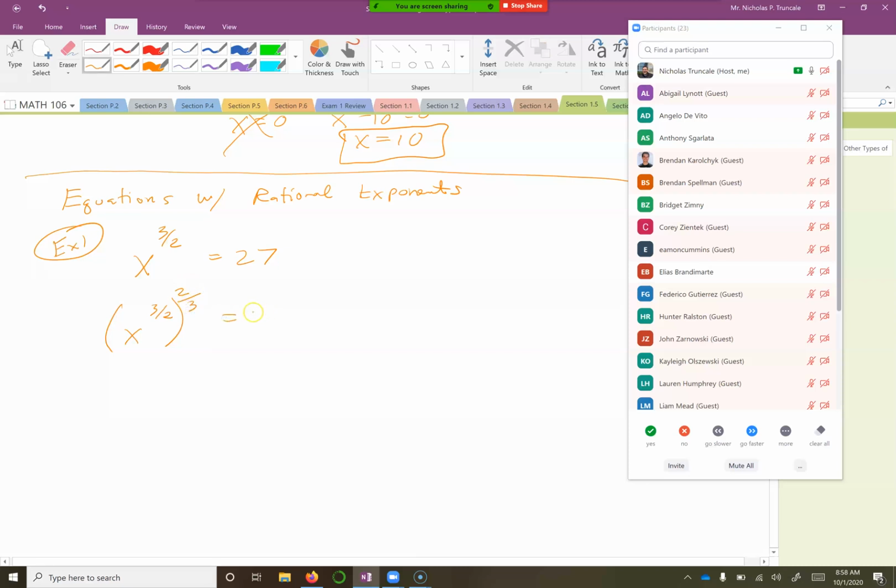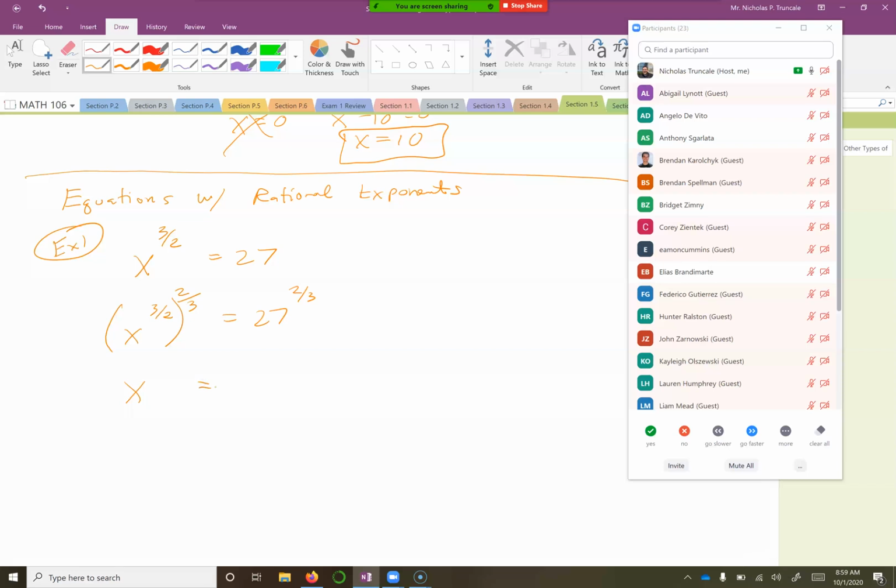Now I'm going to do this in steps. So if I raise that to the 2/3, I have to raise 27 to the 2/3. But watch what happens over here. What's the rule for raising an exponent to an exponent? Do you add them or do you multiply them? Just yell it out. Multiply. Yeah, you multiply. If I had x squared raised to the squared, that'd be x to the 4th. So when I multiply these, 3/2 times 2/3, I get 6 over 6, which is 1. So really, it's just x. So by raising that rational exponent to its reciprocal, I get rid of the exponent over there.